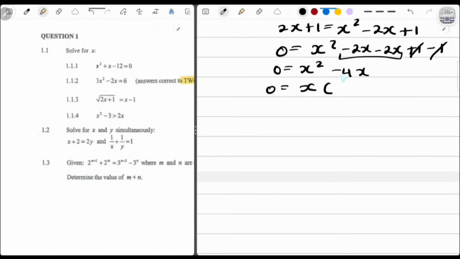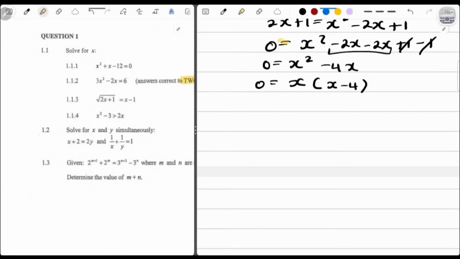Okay, so at this point, what we're just going to do is take x out as a common factor. And so then we're going to have x and x minus 4 remaining, because that's what's left here. That's an x. And what's left here is a negative 4, of course, if you take out the x. Now that we have this, you see that x is being multiplied by x minus 4.